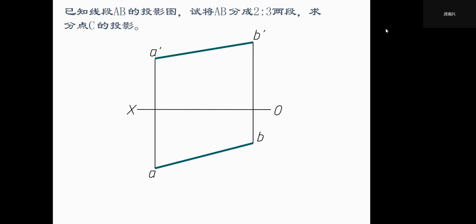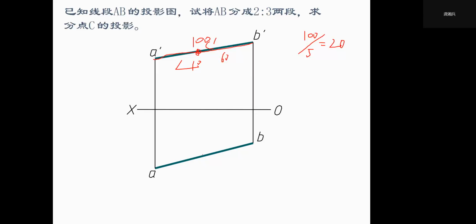You can use a ruler, okay? You measure the length here. You divide AB by 5. Maybe this one is 100. If the length is 100, then 100 divided by 5 is 20. So this one is 40 and this one is 60. You use a ruler to measure here, so you can determine that C is there.